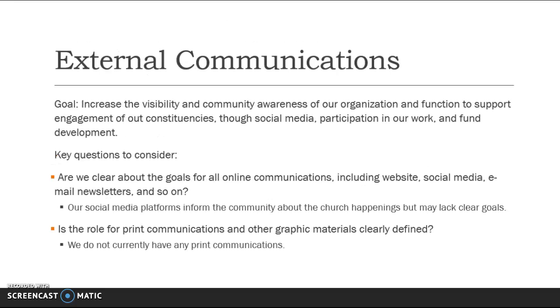External communications. The goal here is to increase the visibility and community awareness of our organization and to support engagement of our constituencies through social media, participation in our work, and fund development. Key questions to consider: are we clear about the goals for all online communications, including websites, social media, email, newsletters, and so on? Our social media platforms inform the community about the church happenings, but may lack clear goals.